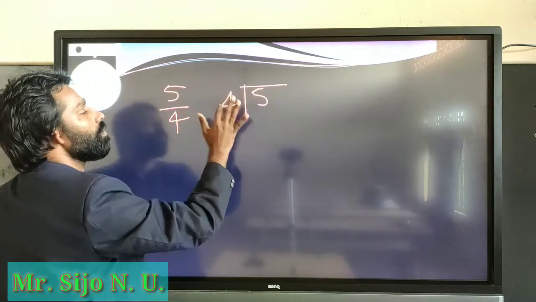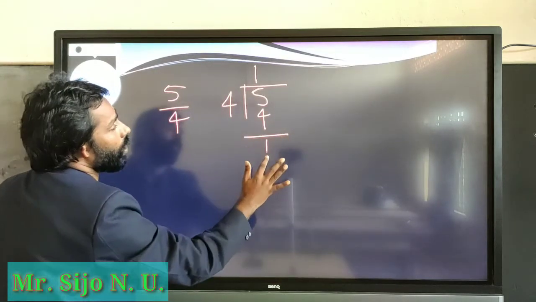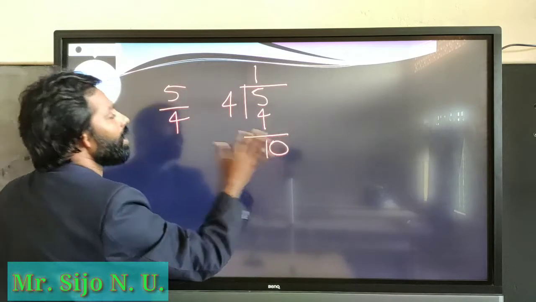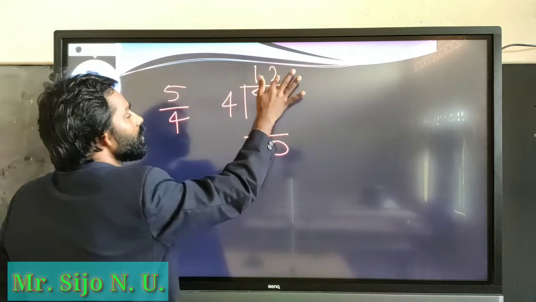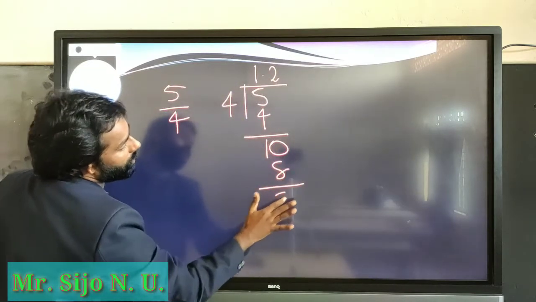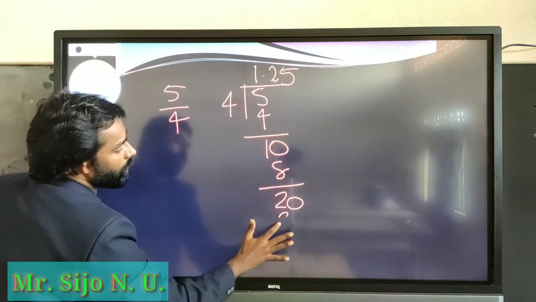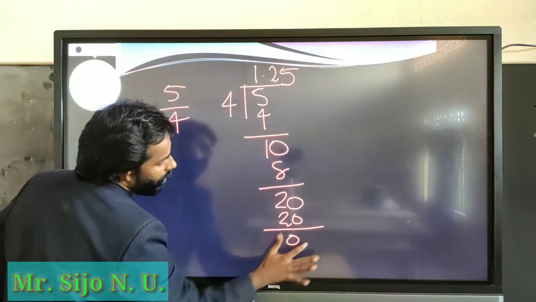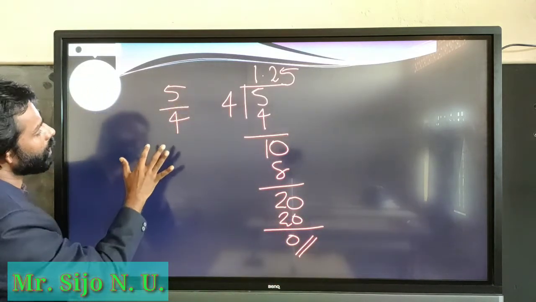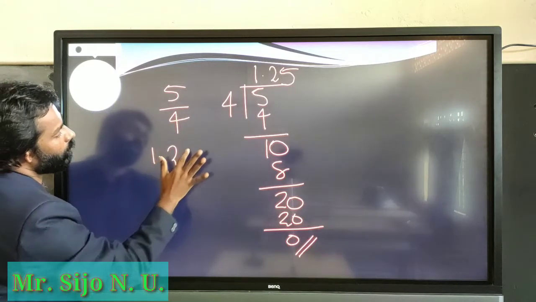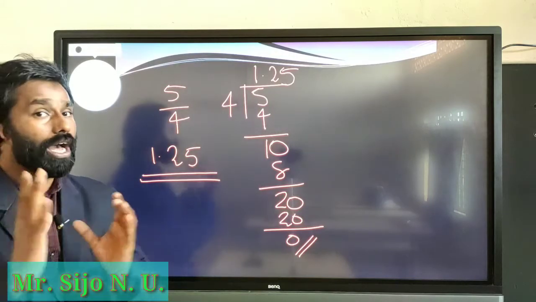5 divided by 4: 1 times 4 is 4, then subtract, we get 1, and we have to add 0 and a decimal point. Then 10, how many times is 4? 2 times 4 is 8. Subtract, we get 2, add 0. 5 times 4 is 20. So we are getting 0 as a remainder. So we got the decimal expansion of this 5 by 4 as 1.25.